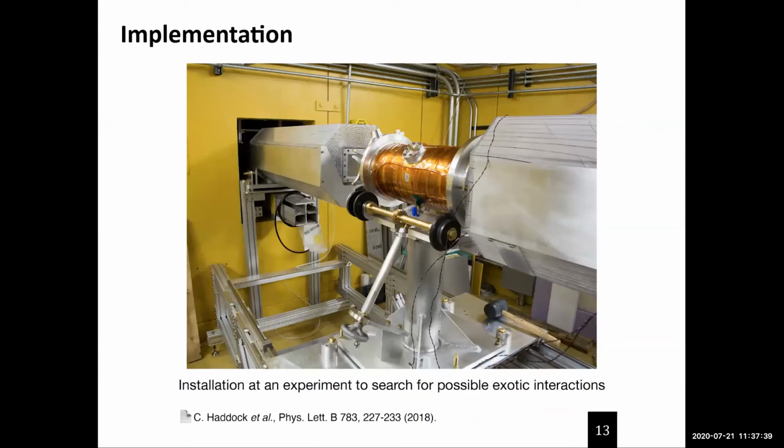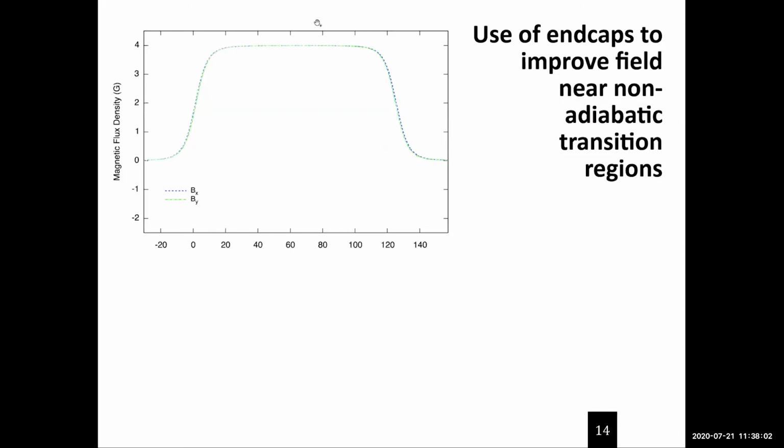This is these coils mounted on the apparatus designed to study possible spin-dependent exotic interactions. Here again, I'm putting the reference where you can see more about this. And then here I'm finally showing, this is the result of the calculation.